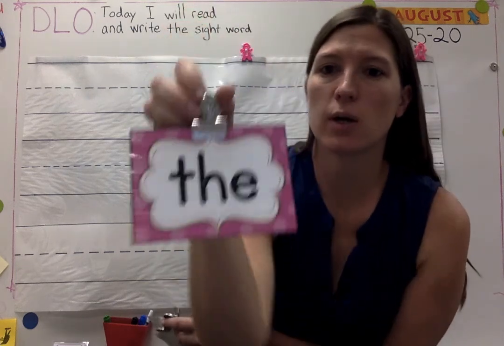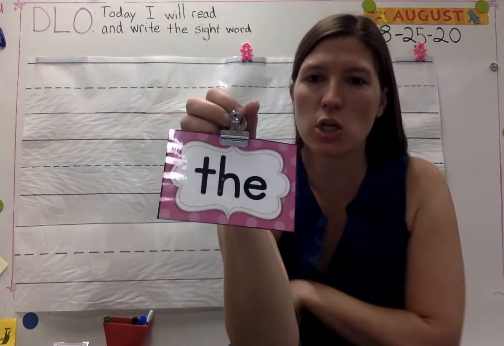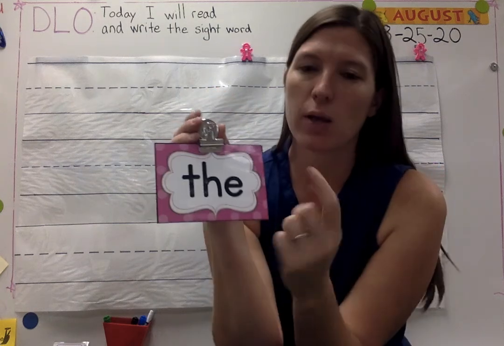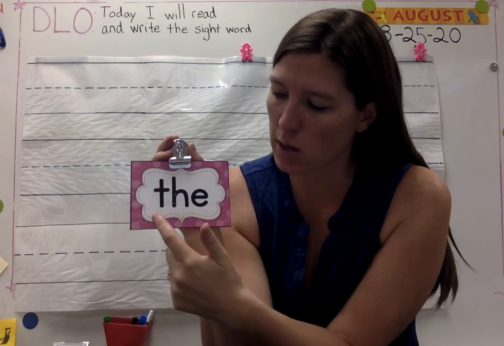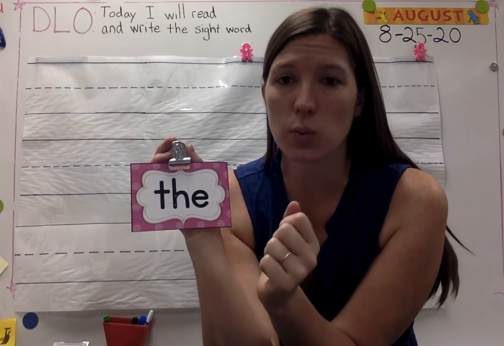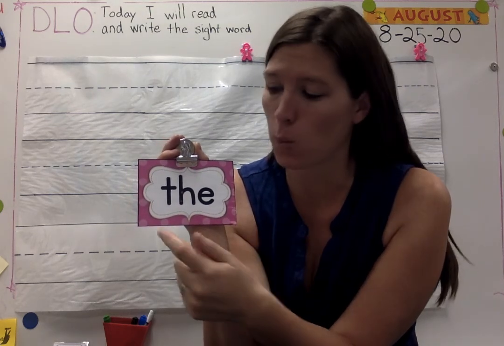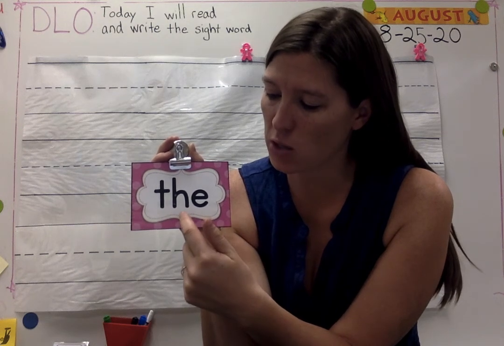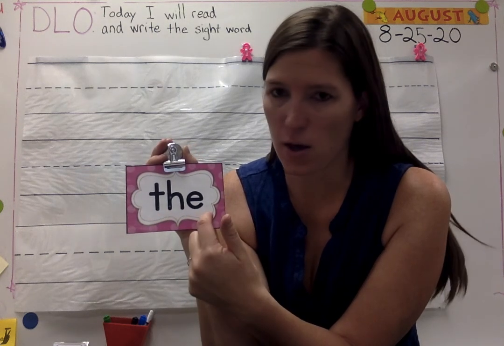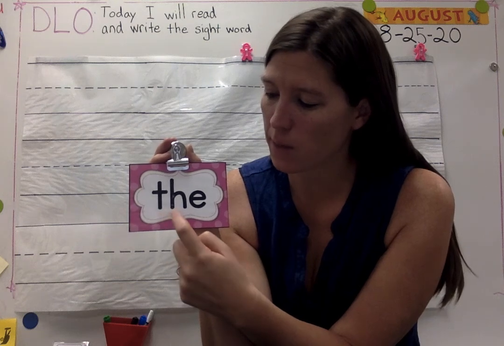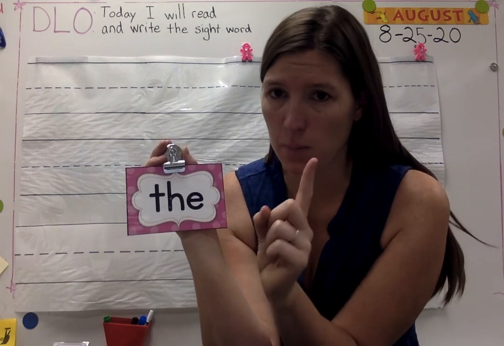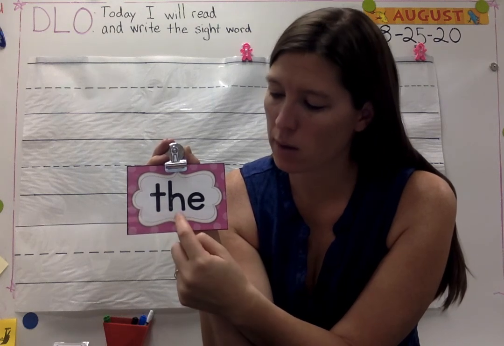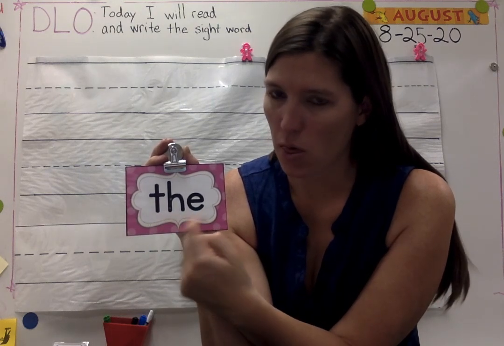Here's our new sight word, the, T-H-E. Let's read it, spell it, and read it 3 times. I'll go first. T-H-E, the. Now let's do it 3 times together. Ready, go. T-H-E, the. 2 more times. T-H-E, the. Last time. 1 more time. T-H-E, the.